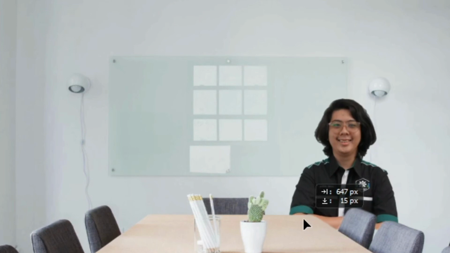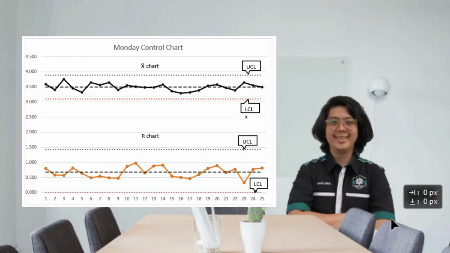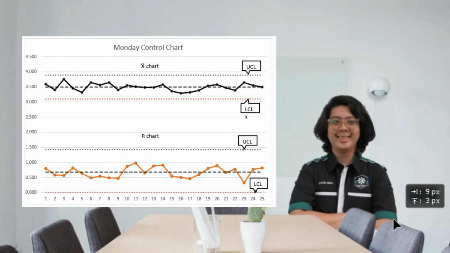Okay, moving on to the next one, which is the control chart. There are two control charts we are using, which are the X bar and R control charts. The X bar control chart for all days shows a control pattern with no noticeable pattern. This indicates that all the processes are under control.